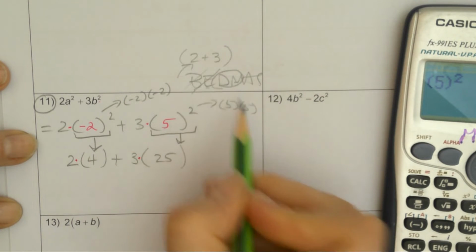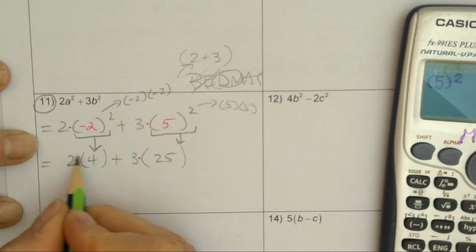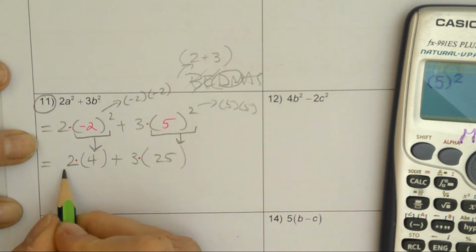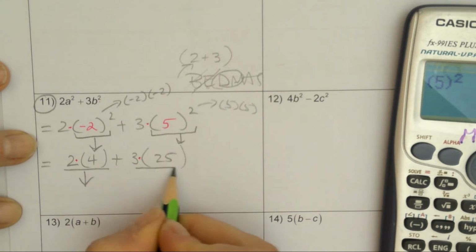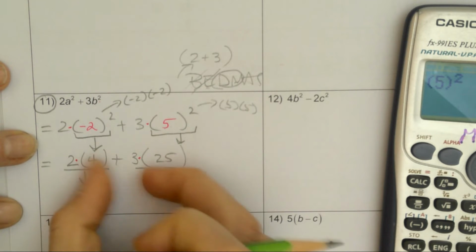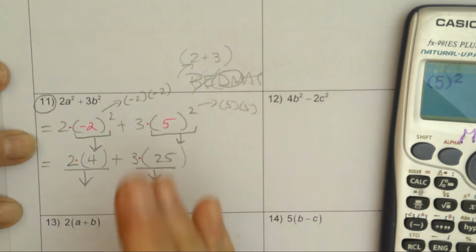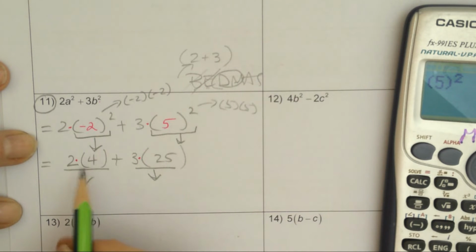Do I have divide or multiply? Yes, it's hiding. It's right here. So here's a multiply and here's a multiply. They're not touching, so I can do them at the same time. If they were touching, I would do the left one first. 2 times 4 is 8. 3 times 25 is 75. So it's equal to 83.